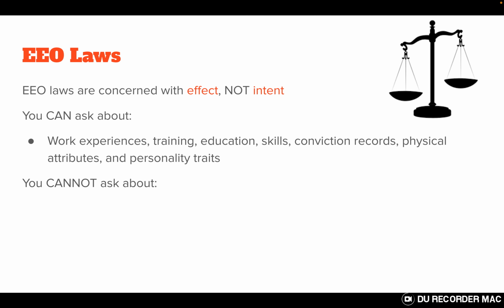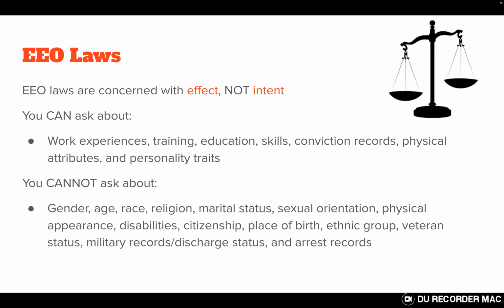You cannot ask about things like gender, age, race, religion, marital status, sexual orientation, physical appearance, disabilities, citizenship, place of birth, ethnic group, veteran status, military records or discharge status, and arrest records. Note that arrest records are different from conviction records because if you've just been arrested for a crime, you have not been convicted in a court of law, so you can't ask about it during an interview.